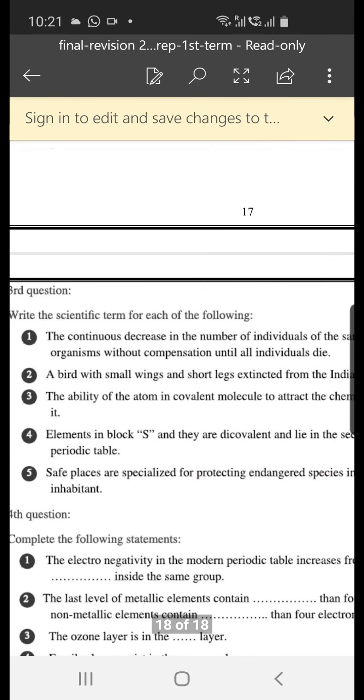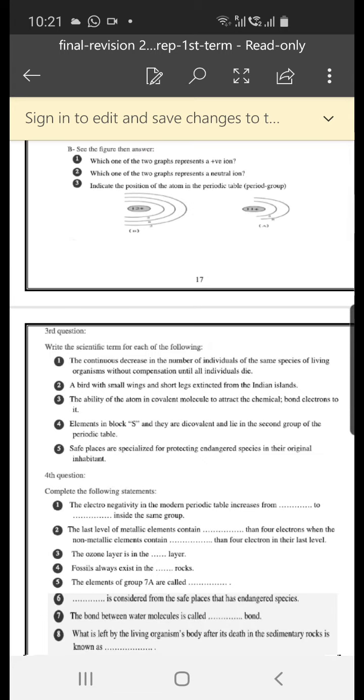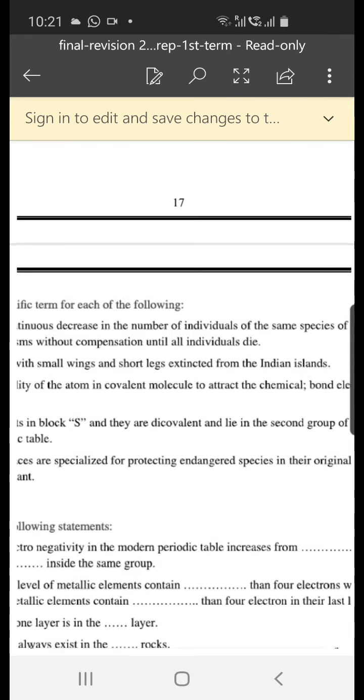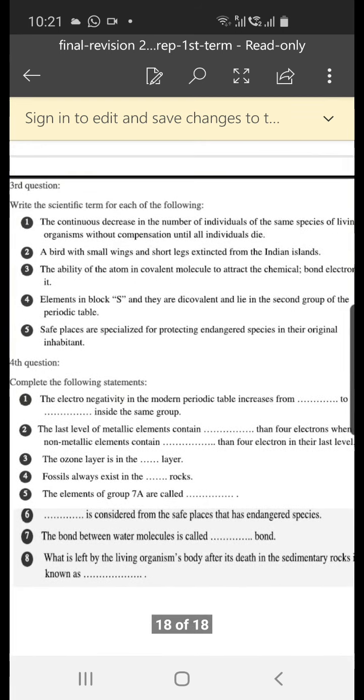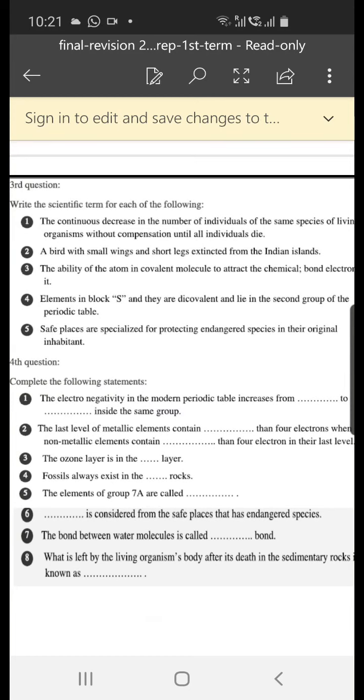12. Write the scientific term of each of the following. Number 1, the continuous decrease in the number of individuals of the same species of living organism without compensation until all the individuals die. The answer is extinction. Number 2, a bird with small wings and short legs extinct from Indian islands. It is the dodo bird, but this question is cancelled.